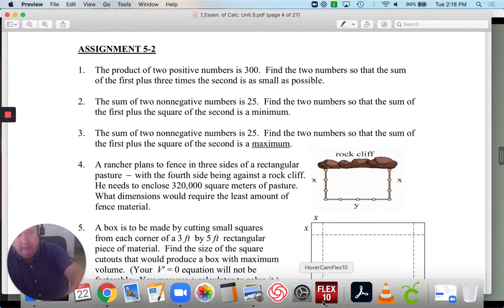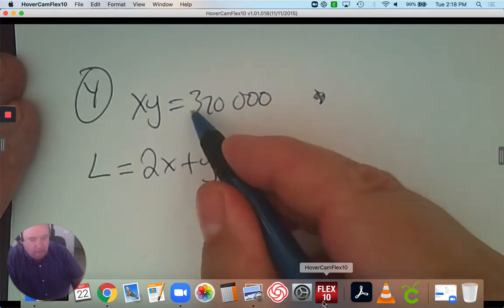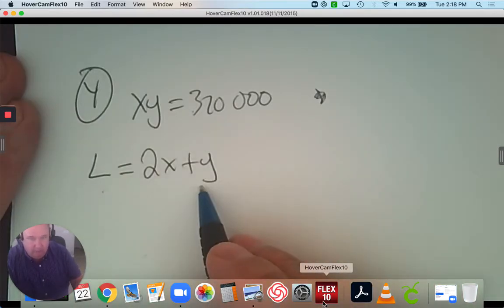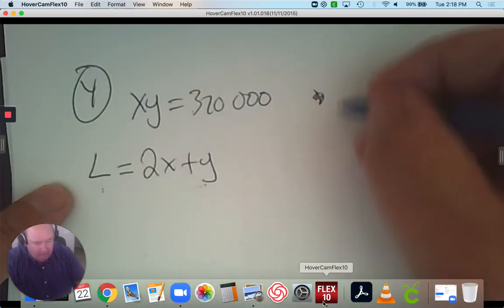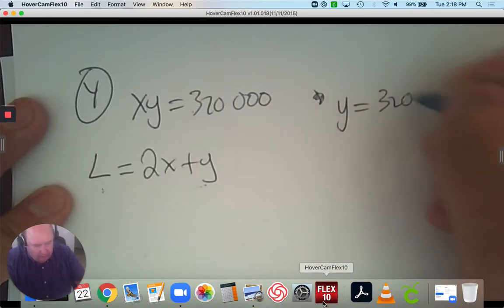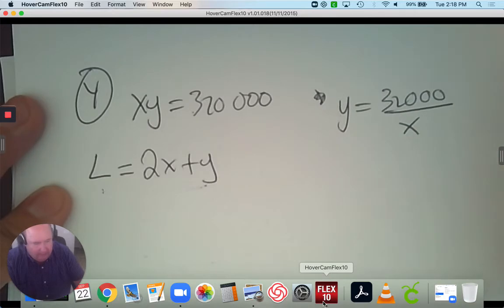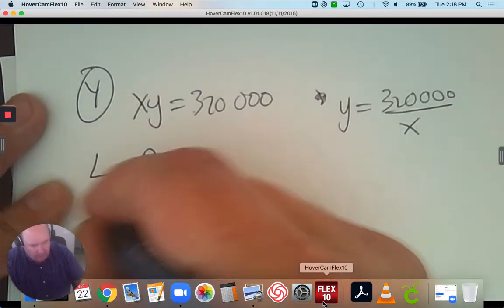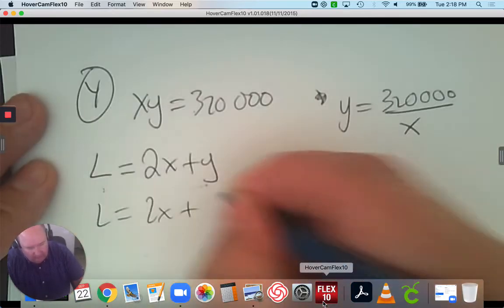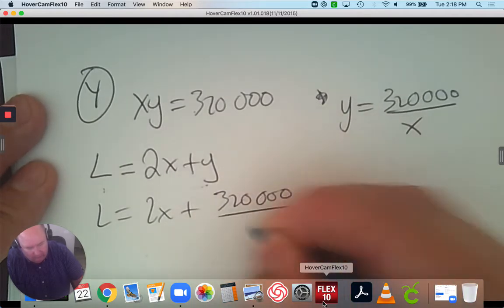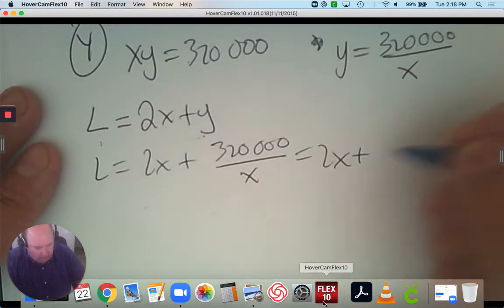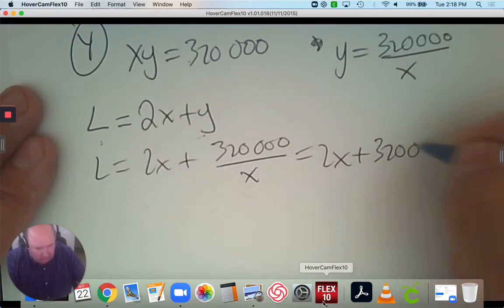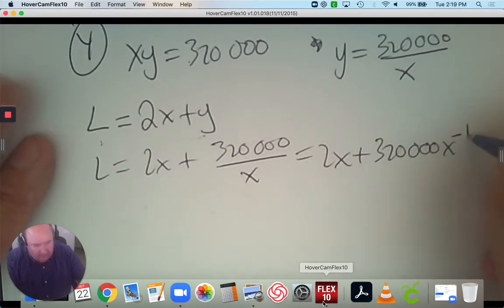So this is what I have so far. So this is what I know. This is what I'm looking for. That's the perimeter, the fence I need. L is for least. y is equal to 320,000 divided by x. So I'm going to write this as 320,000 divided by x. And then to do the power rule, 320,000 x to the negative 1.